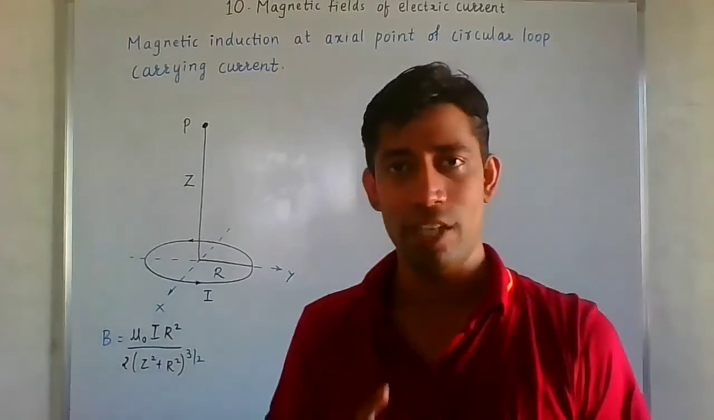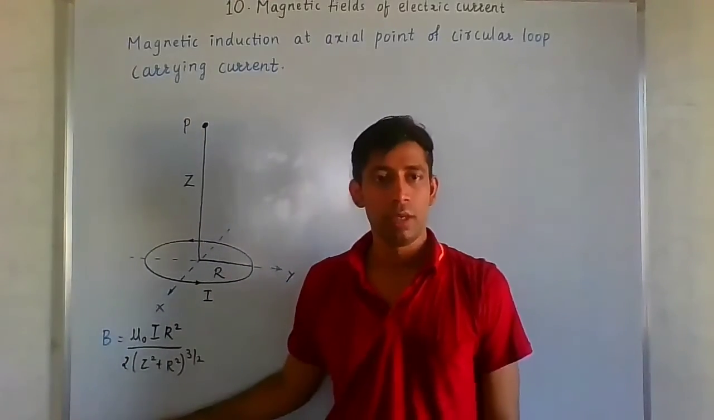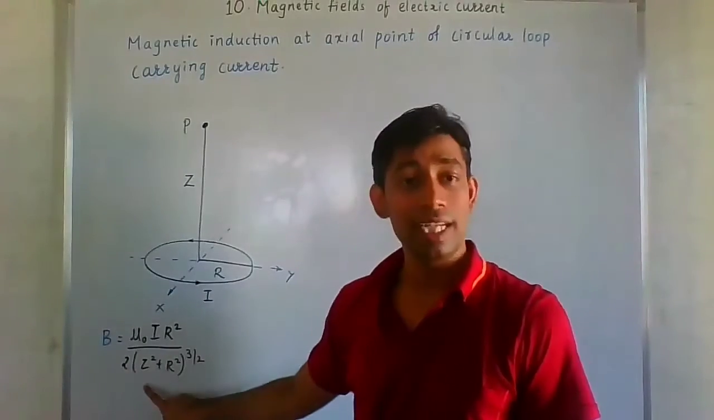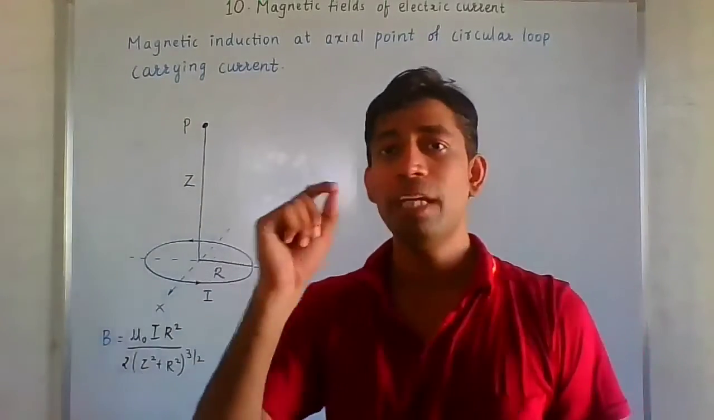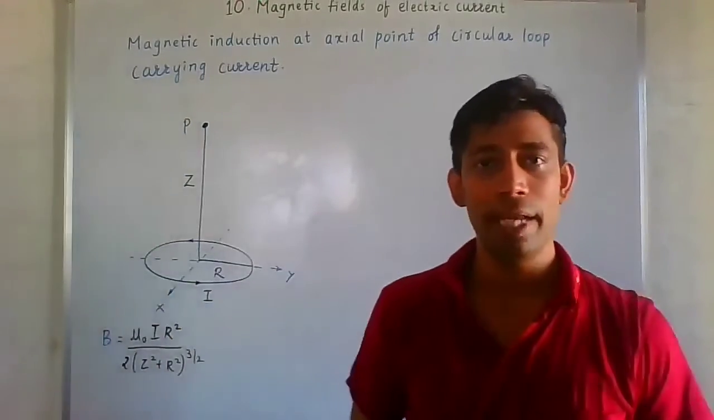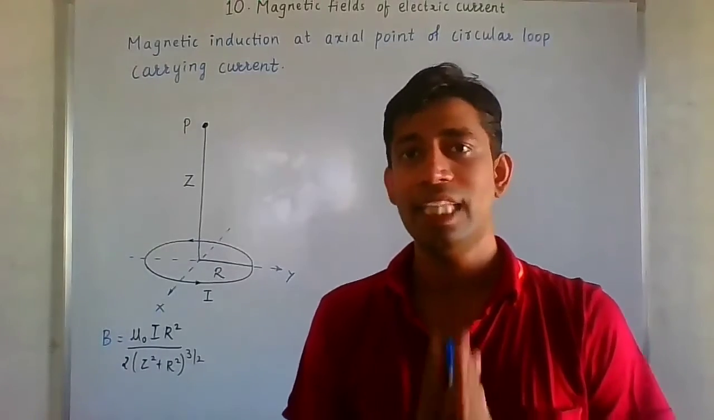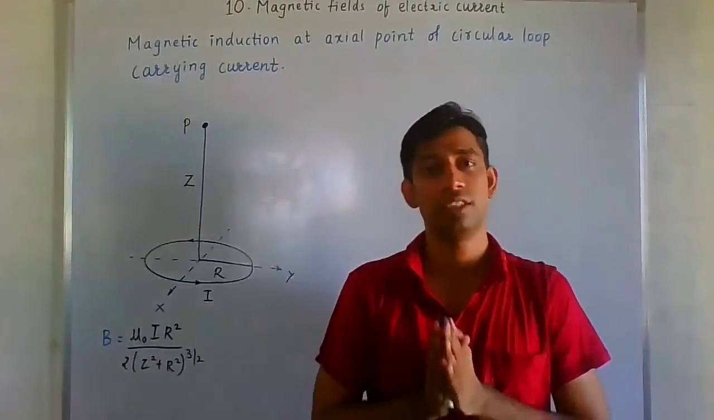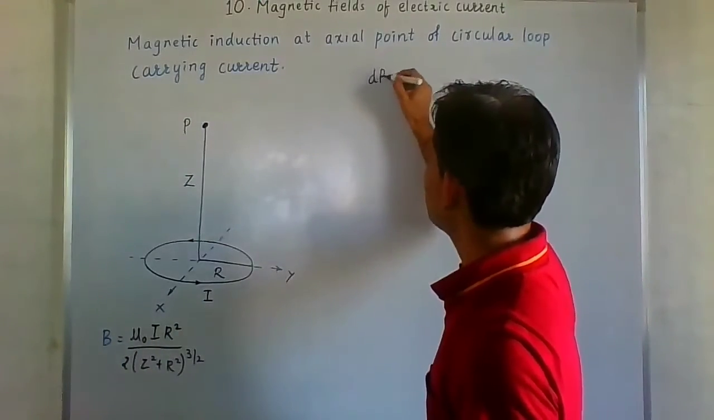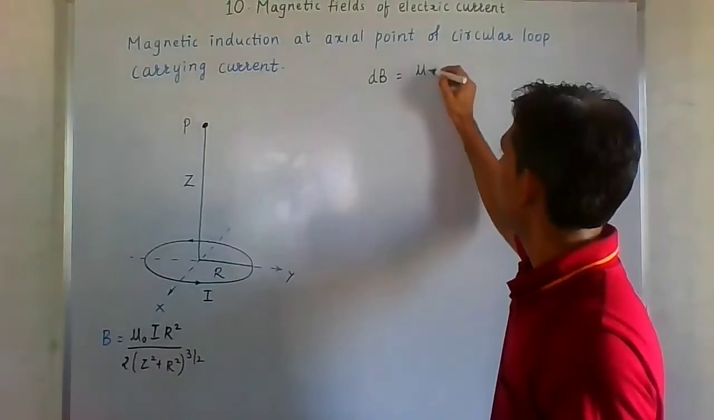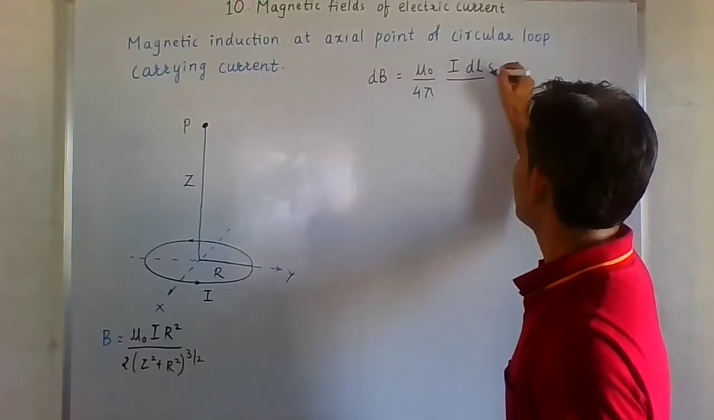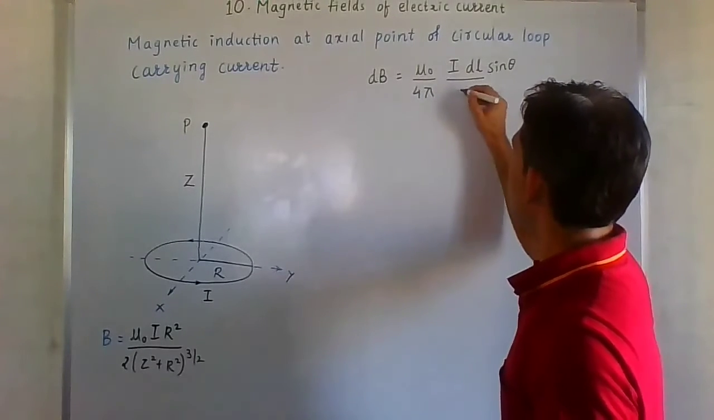Understood? The derivation part. Our last answer that will come is this: mu naught I r square upon 2 (z square plus r square) whole raised to 3 by 2, where r is the radius and z is the distance of that point from the center of the loop. Obviously, we are going to use again the same part, which is nothing but the Biot-Savart's law. So for applying Biot-Savart's law, we know we are supposed to write dB is equal to mu naught upon 4 pi I dl sine theta upon r square.